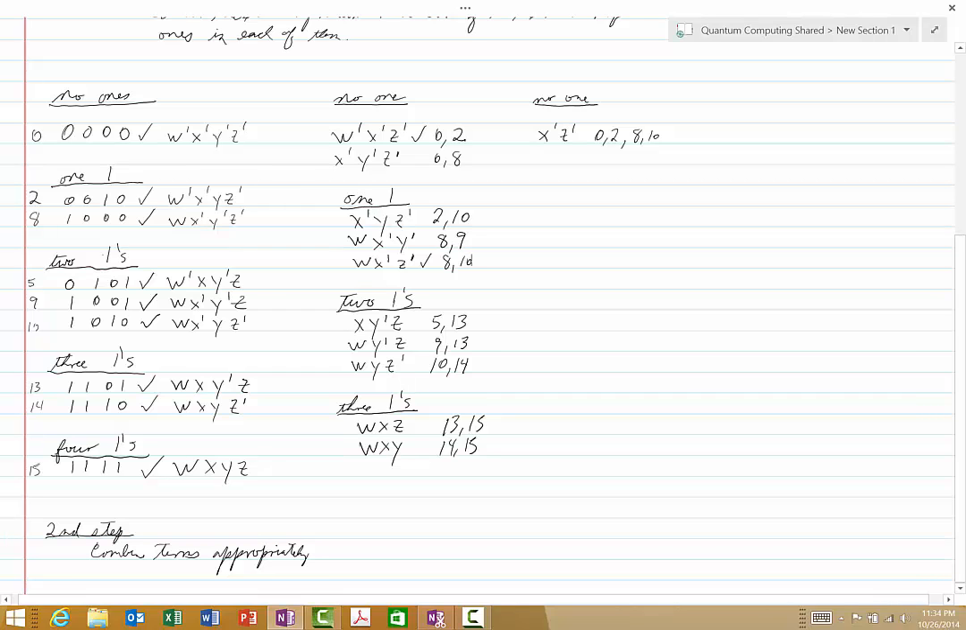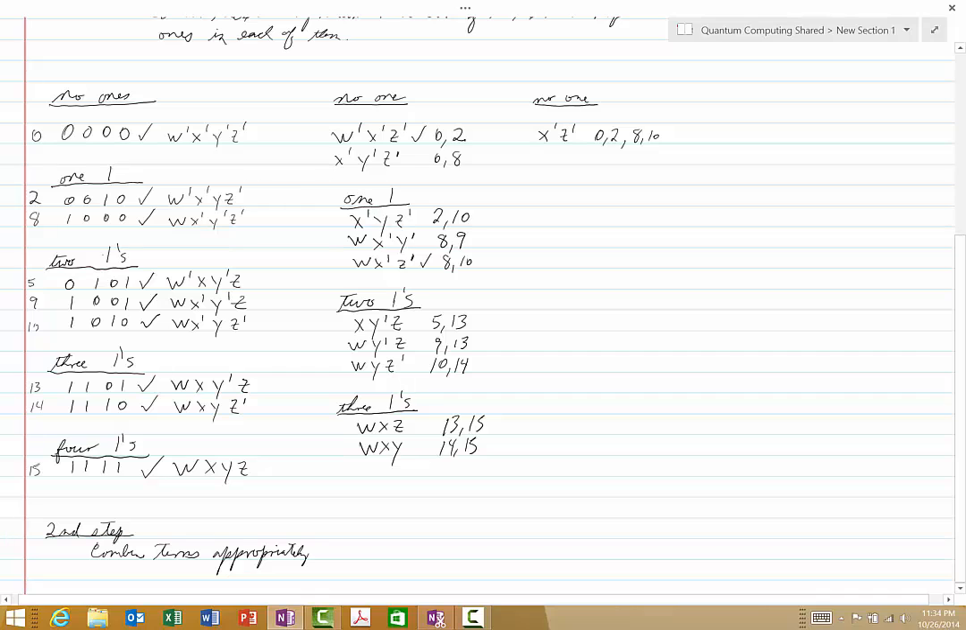And again, this 0,2 term cannot be combined with either one of the first two terms here because the variables don't match. Now, what about the 0,8 term? It has X, Y, and Z, so it certainly cannot combine with the 8,9 term or the 8,10 term, but it might combine with 2,10. Let's check and see. Both of them have X prime, and both of them have Z prime. They differ only in the Y position. One has Y prime and one has Y. So since they differ only in one position, they can indeed be combined together to give us X prime, Z prime.